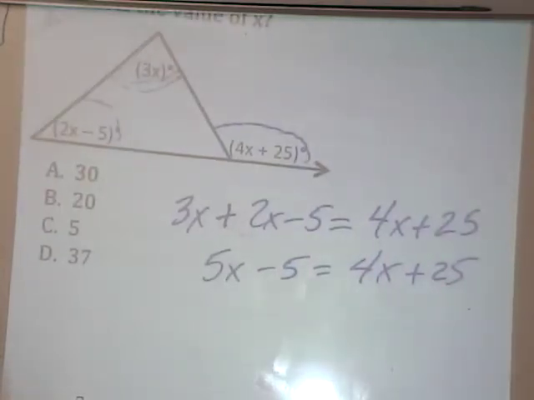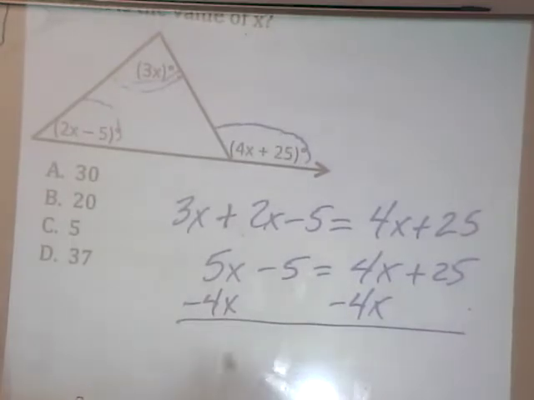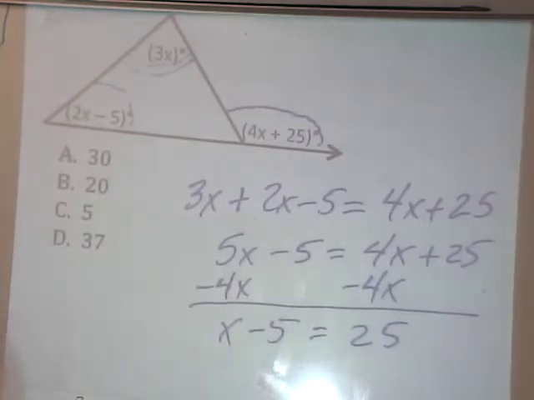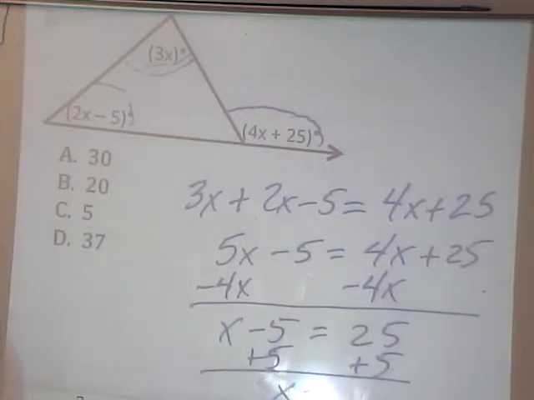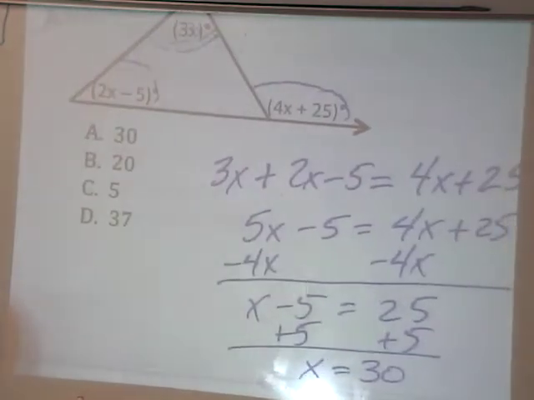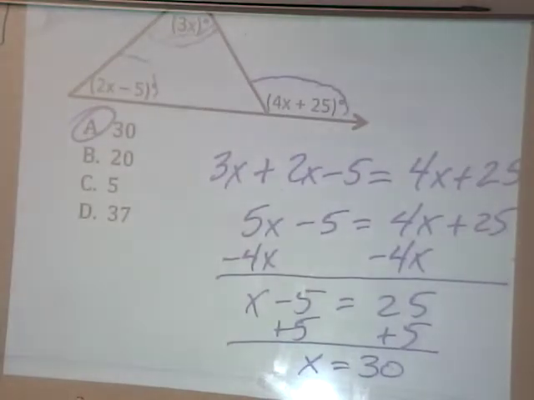What do you want to do? Minus the 4x over. So I got x minus 5 equals 25. And then add the 5 over. So I've got x equals 30. Look back at our question. What is the value of x? It's 30. Questions?